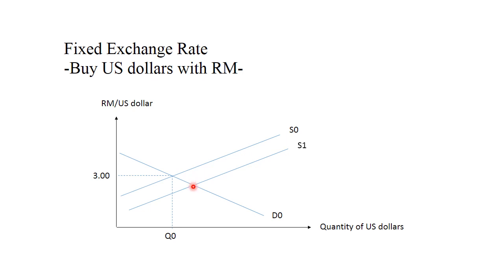So the new equilibrium is here. The Malaysian ringgit will appreciate, the US dollar will depreciate. The exchange rate will decrease from 3 to 2.50 ringgit. It means that the US dollar depreciates and the Malaysian ringgit appreciates. Because before this, with 1 US dollar Americans could have 3 ringgit, now they can have fewer Malaysian ringgits. The quantity of US dollar will increase from Q0 to Q1.